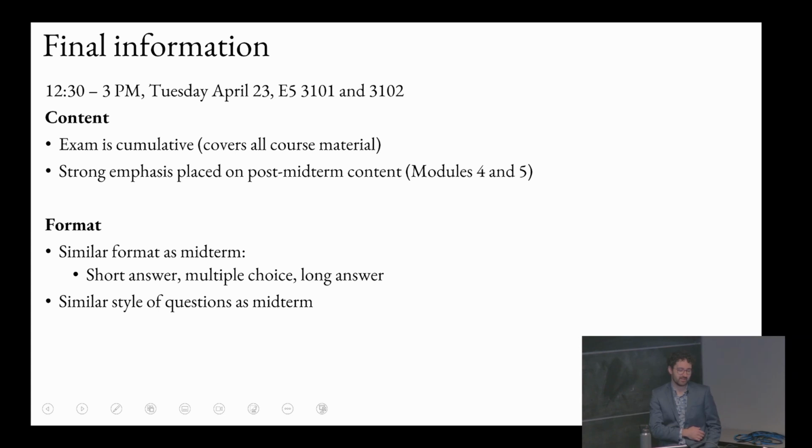So the format will look quite similar to your midterm exam in terms of short answer, multiple choice questions, plus some long answer. And the style of questions will be pretty similar to the midterm as well. So you can expect some short answer, multiple choice theory questions and kind of light application questions. Then the long answer questions will be pretty similar to tutorials, homework, that sort of thing.